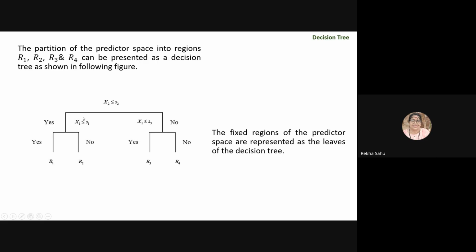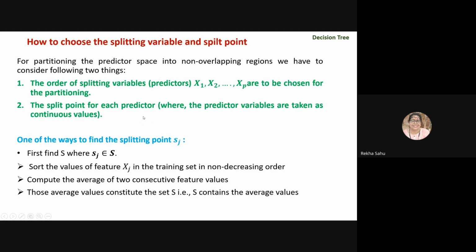If X1 is less than or equal to S1, it belongs to region 1; greater than S2, region 2. Here X1 is less than S3, region 3; greater than S3, it belongs to region R4. These are your leaf nodes. And this is your internal node, this is your root node. Okay, this is about regression.